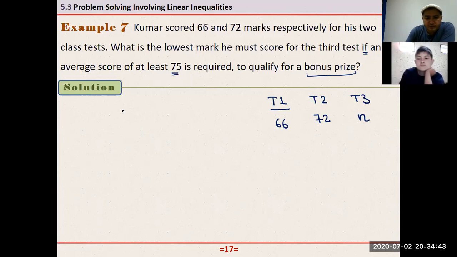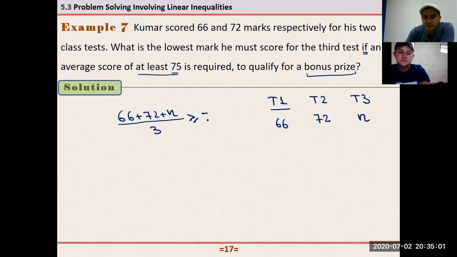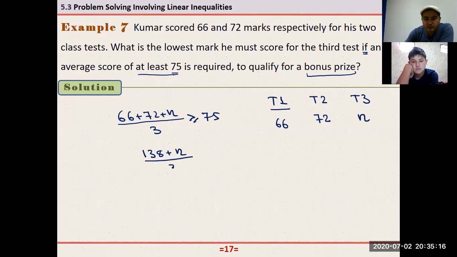The average is 66 plus 72 plus n, the sum of this over 3. Right? So this should be, it says if an average score of at least 75, that means greater than or equal to 75. Okay, so now we need to solve this inequality for n. 66 plus 72, it is 138. 138 plus n is divided by 3, greater than or equal to 75.